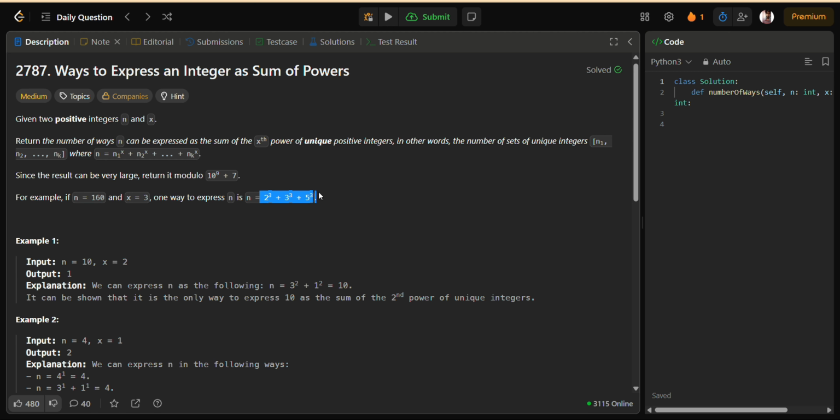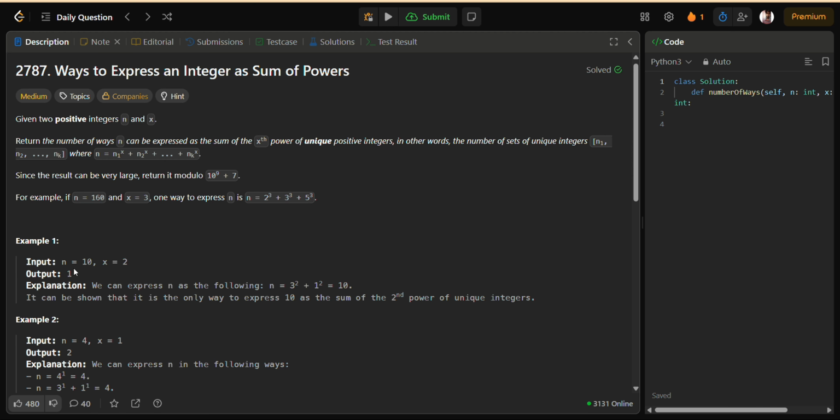The result can be extremely large, so we return it after taking the modulo with 10 to the power of 9 plus 7 to keep it within manageable limits. For example, if n is 160 and x is 3, one possible way to represent n is by taking 2 raised to the power of 3, 3 raised to the power of 3, and 5 raised to the power of 3. When we calculate each of these, we get 8, 27, and 125, and their sum is exactly 160. This is one valid combination, and there can be many others depending on the values of n and x. Our goal is to count all such distinct combinations.